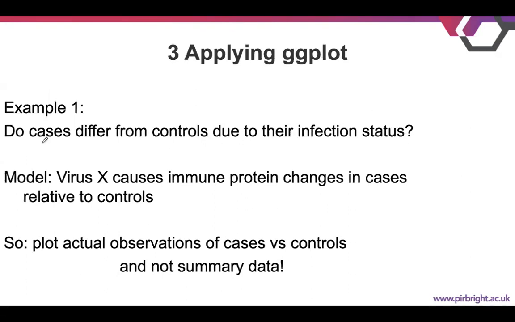So we might be looking at a small number of cases in this example, and we're comparing them to control data, and maybe we're looking at their infection status to see if a particular immune protein concentration has changed when we've extracted it for these two data sets. So what we want to do here, if we have a small data set in particular, is plot the actual observations that we see.